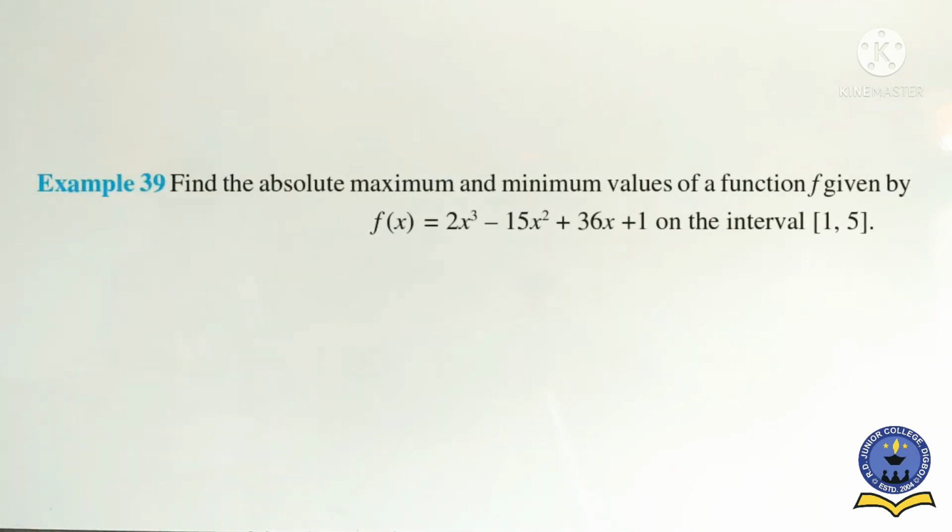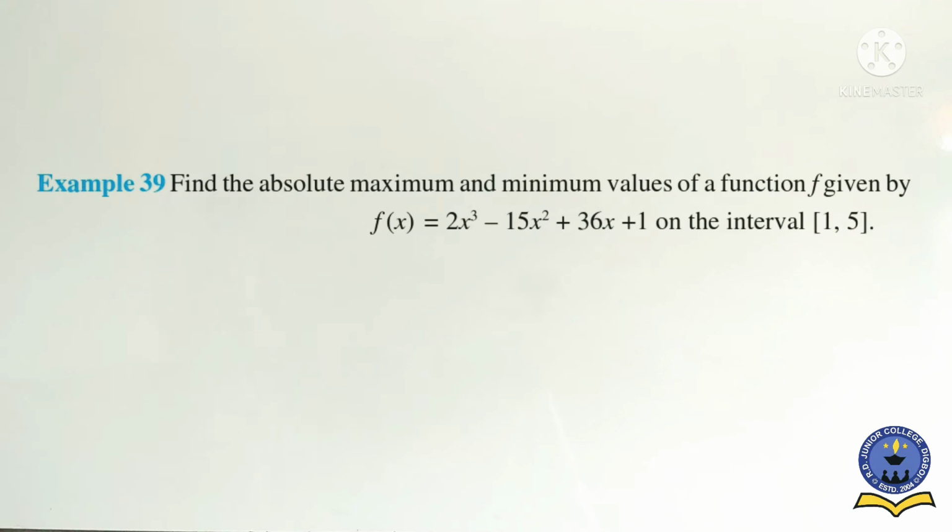When a function is given to us, always a closed interval is given with this function. If a closed interval is given, then easily we can identify with the help of this closed interval that we have to find the absolute maximum and absolute minimum. We have to apply it there. Is it clear?